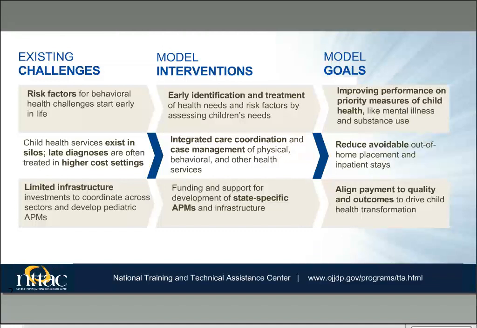Those three goals are, first, improving performance on priority measures of child health, such as mental illness and substance use, through early identification of needs and risk factors in children. Secondly, reducing the rates of out-of-home placement and avoidable inpatient stays through coordination of physical, behavioral, and other health-related services, and increasing the availability and use of home and community-based services.